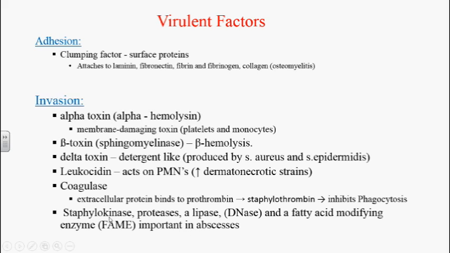These organisms can also secrete staphylokinase. This staphylokinase can break down fibrin. They can secrete protease, lipase, and DNases. These three, protease, lipase and DNases, can help this organism to penetrate as well as to provide nourishment to these organisms. The last invasive substance it has is the fatty acid modifying enzyme, that is FAME. This fatty acid modifying enzyme always helps this organism in causing abscesses.